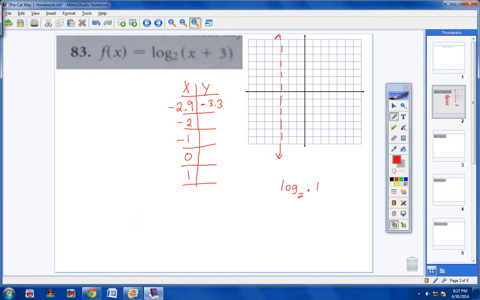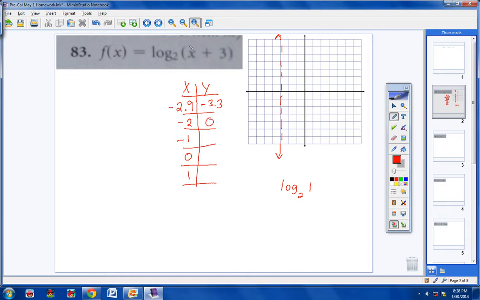Okay, now we're going to put a negative 2 in for x. Negative 2 plus 3 is 1. So now we're going to find the log base 2 of 1. Very quickly with my calculator, log of 1, enter, divided by log of 2, enter. And of course you will get 0. So I'm going to put a 0 right here.